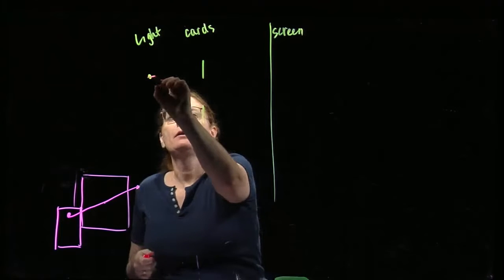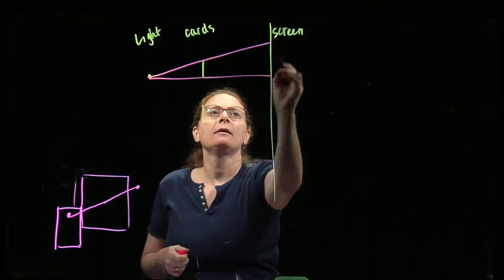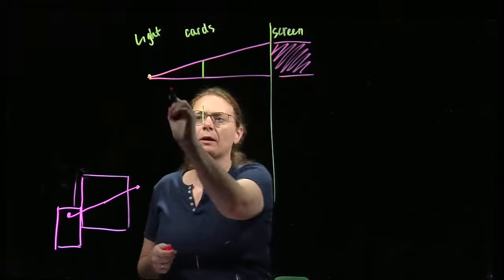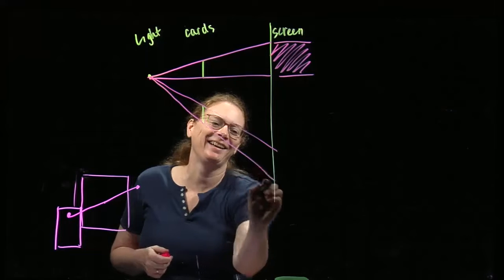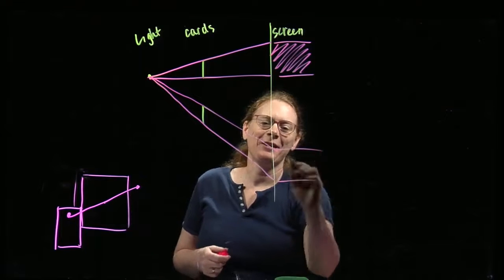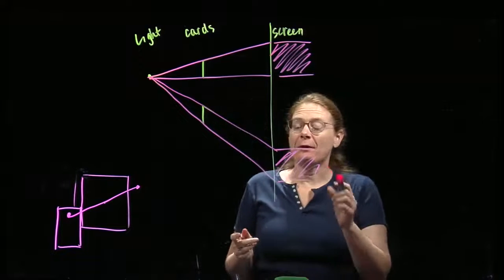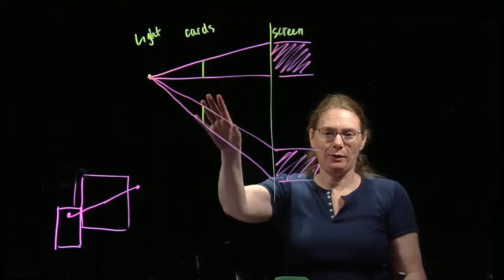So the first one, if we draw a straight line there, and we draw a straight line there, we know that this right here is going to be the shadow from the top card, and then straight. So here, this is going to be the shadow from the bottom card. Now if you think about it, you only need two lines to figure out where that shadow is.